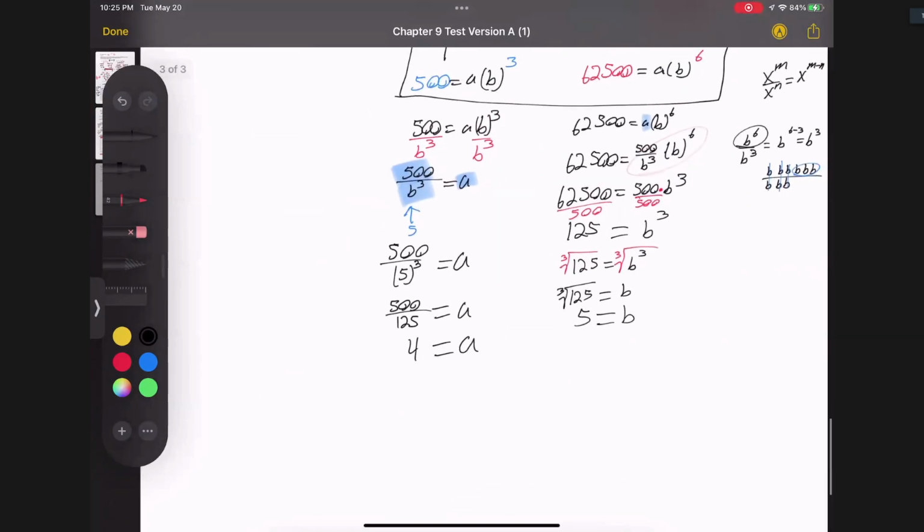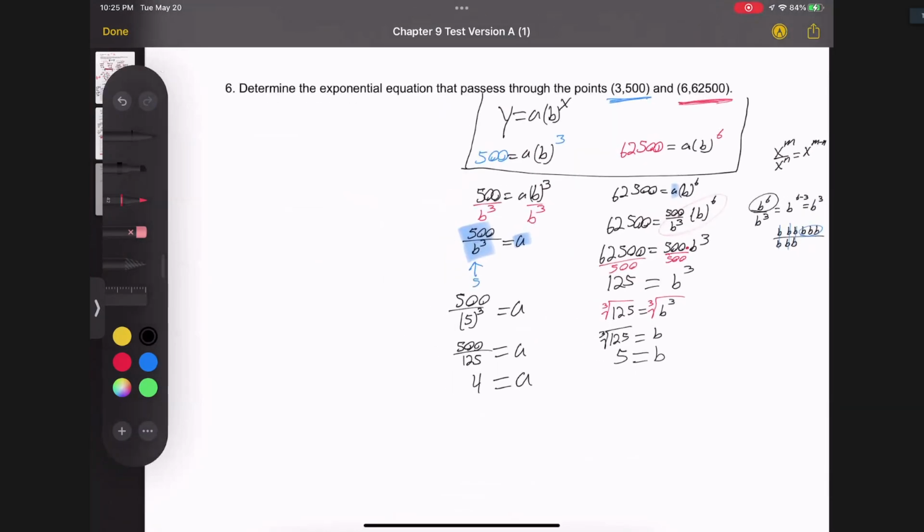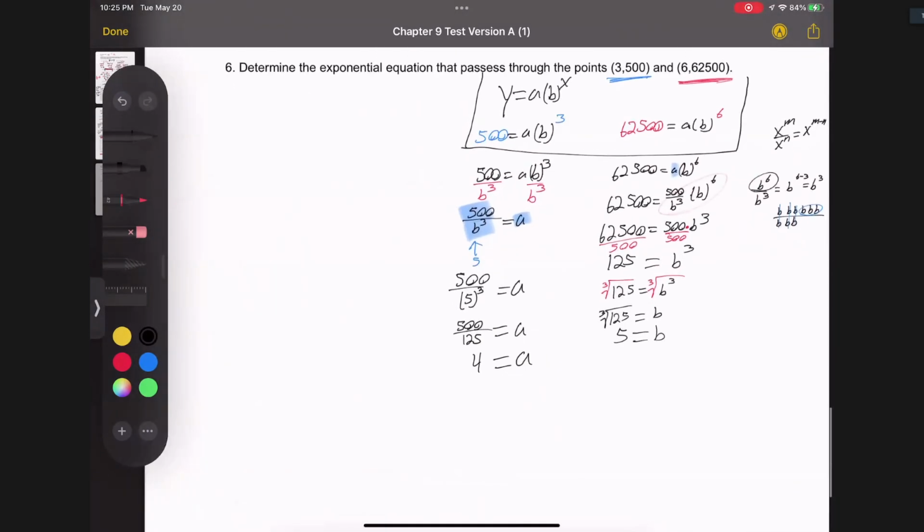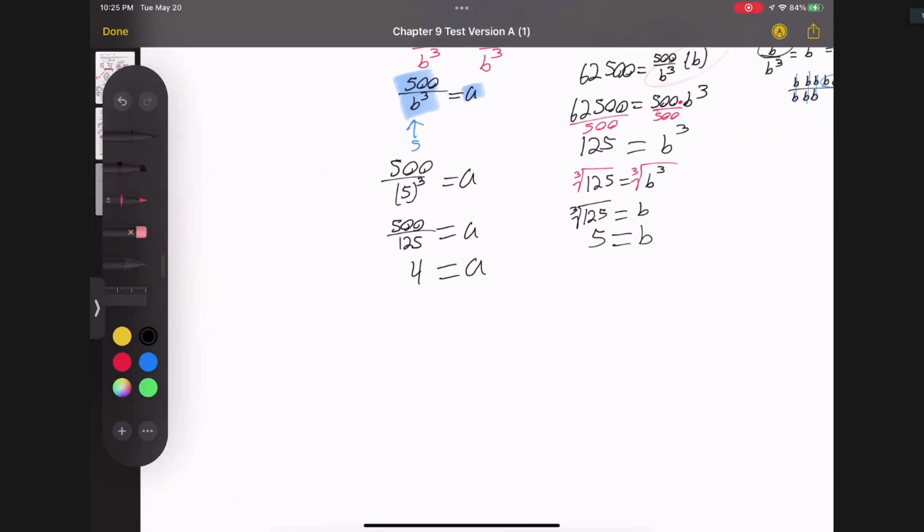Now, how do I write down my equation? My equation is going to be y is equal to a times b to the power of x. What is a? 4. What is b? 5. This is my answer: y is equal to 4 times 5 to the power of x.